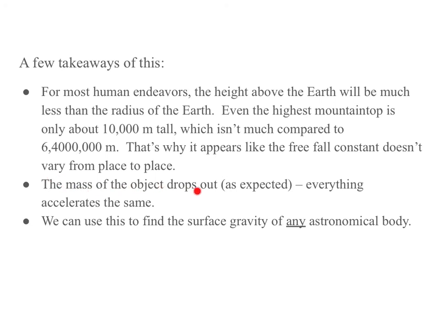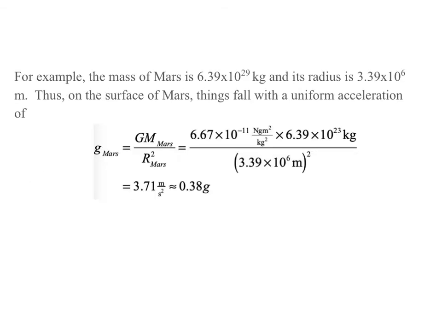We notice that the mass of the object drops out, as we'd expect, and therefore everything accelerates at the same rate, so we retroactively justify the Galilean result. And we can use the same thing to find the surface gravity of any astronomical body just by replacing the g, the m, and the r with the mass and radius of the planet you're talking about.